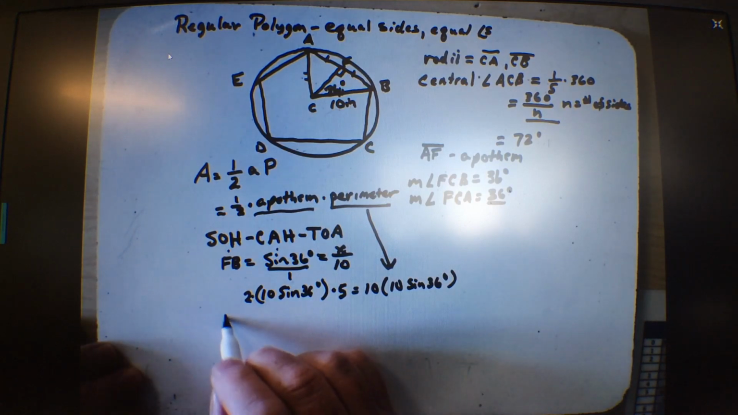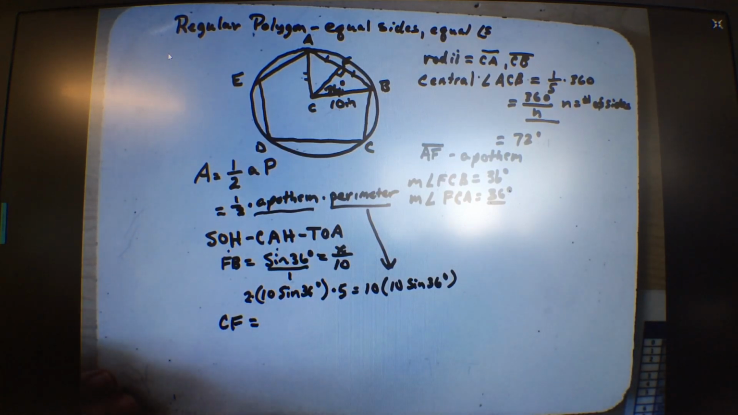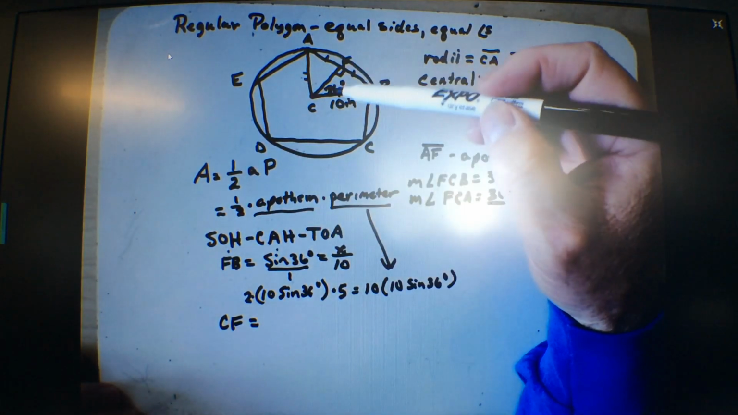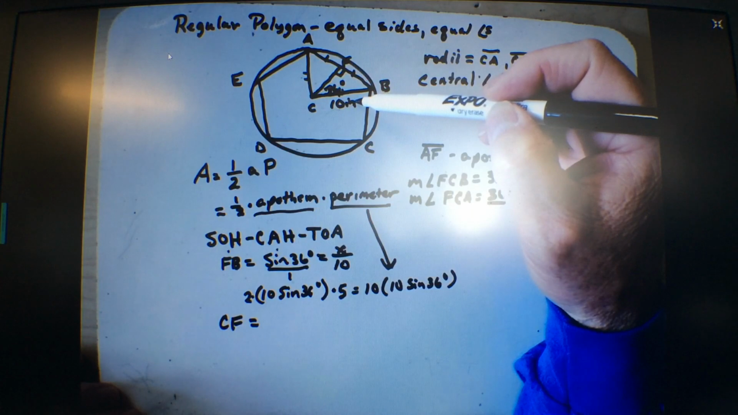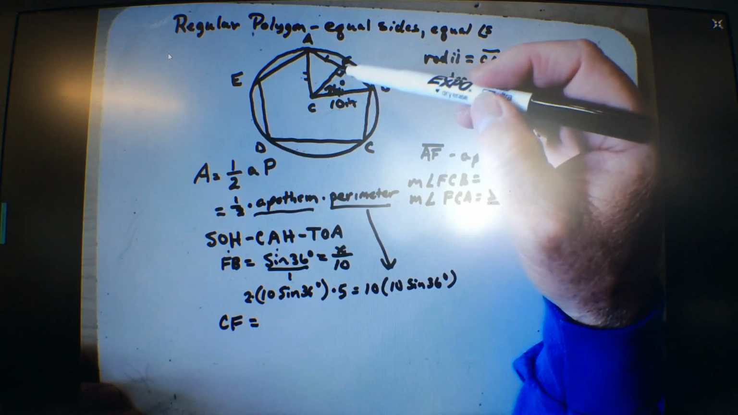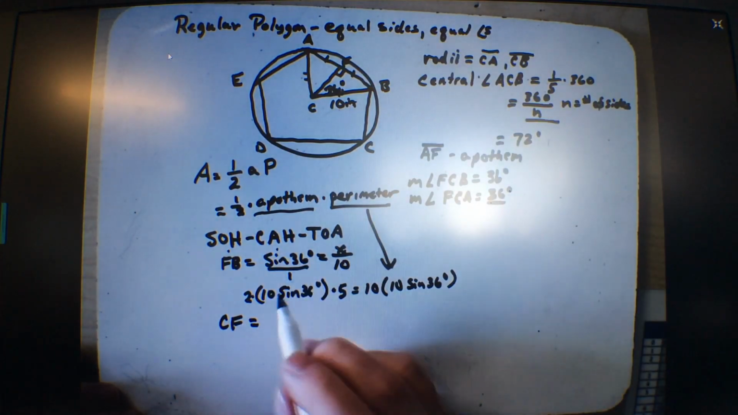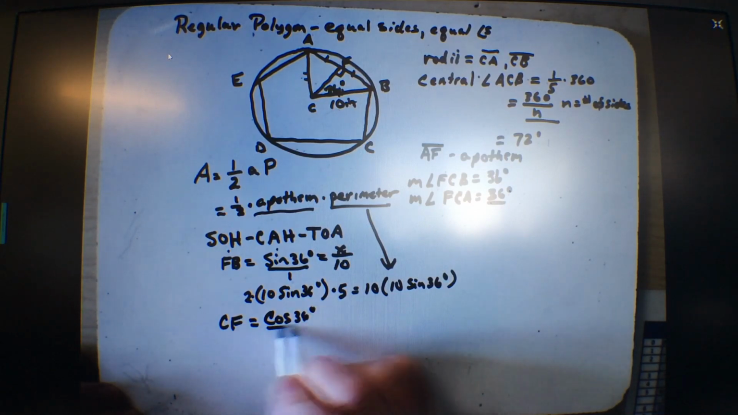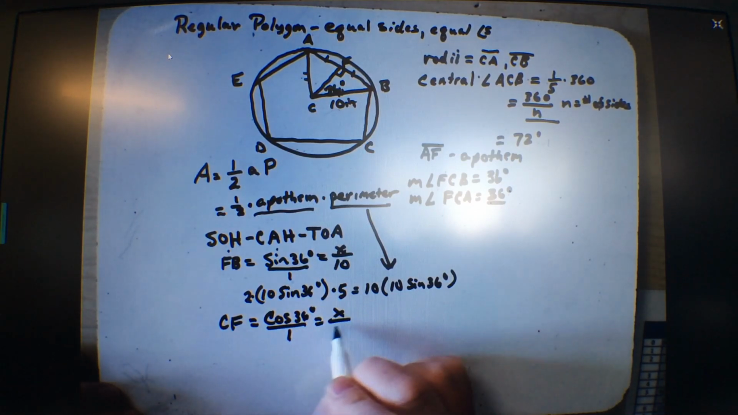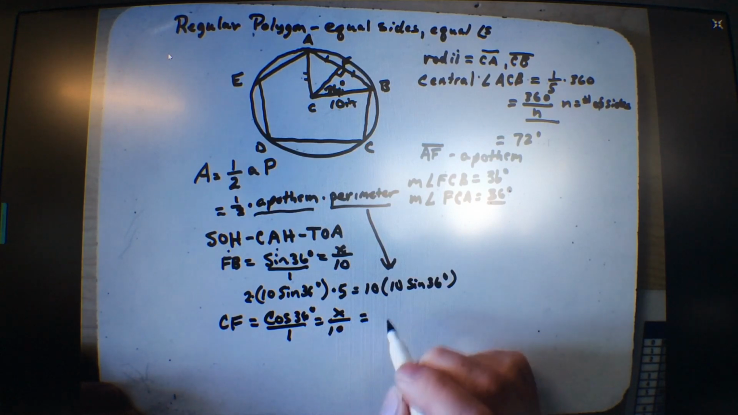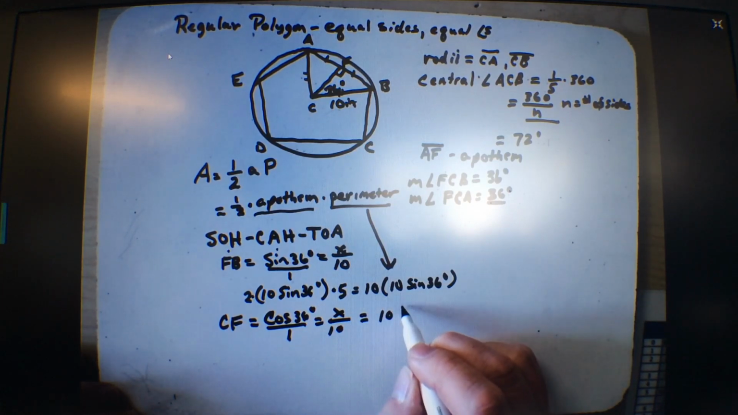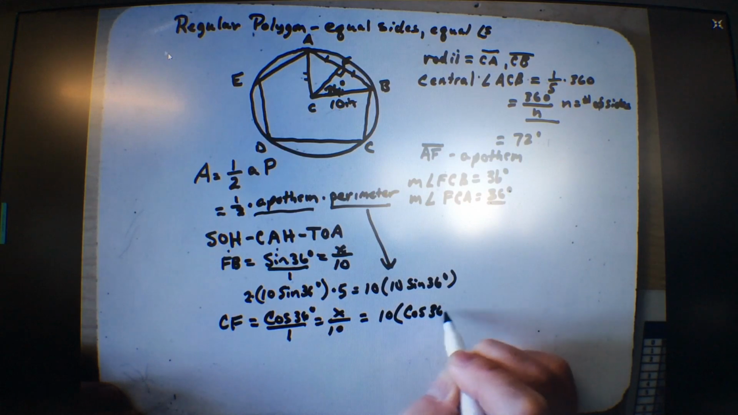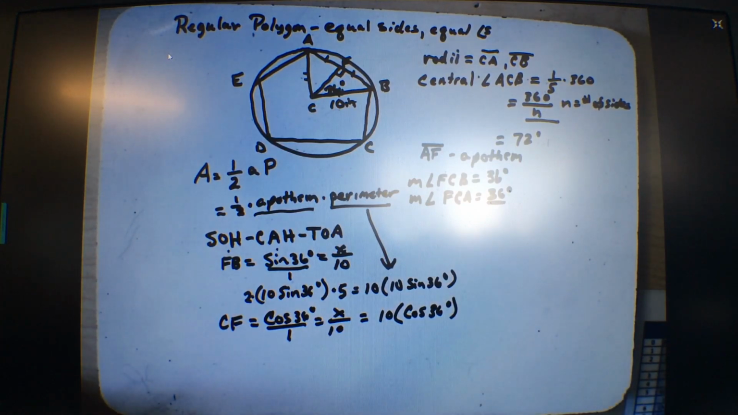Now, what do I need? The apothem. So I need CF, don't I? I need the apothem. And once again, we have to go back to SOHCAHTOA. I know my hypotenuse, and I'm looking for this leg, which is adjacent or opposite. It's adjacent, so that would be cosine. So now I have the cosine of 36 degrees over 1 equals x over 10. Is that true? So that is 10 times the cosine of 36 degrees, correct? All right, so that is CF.